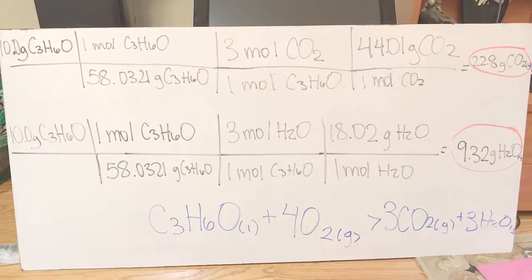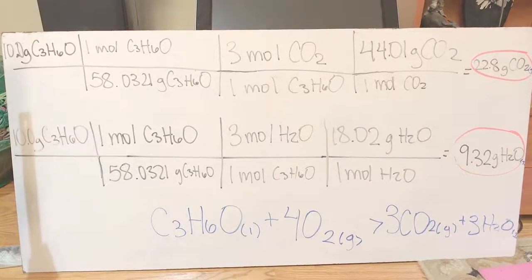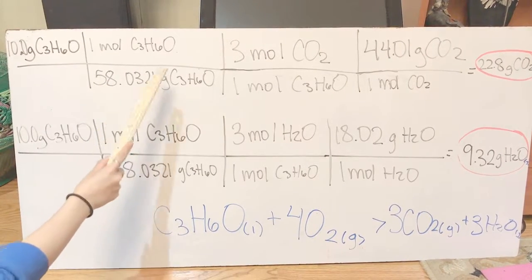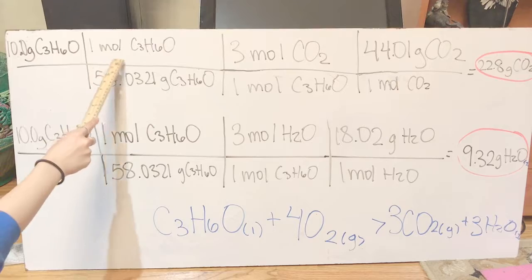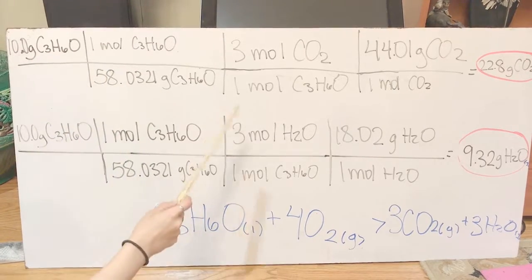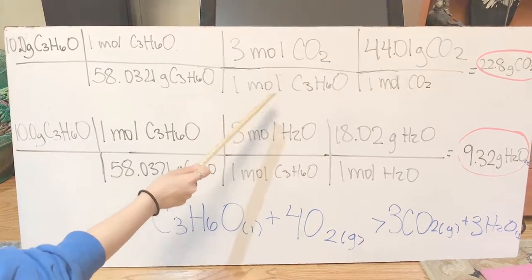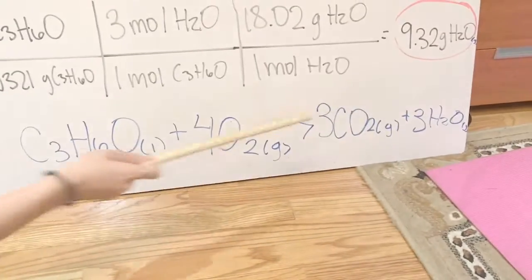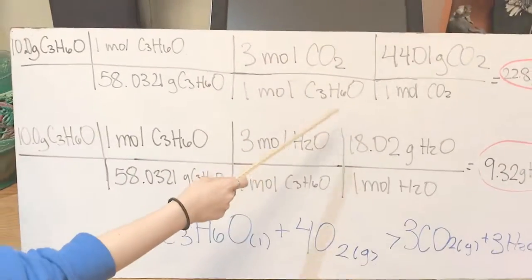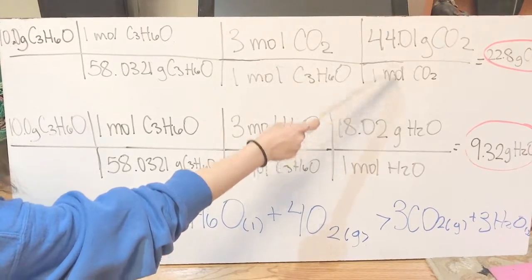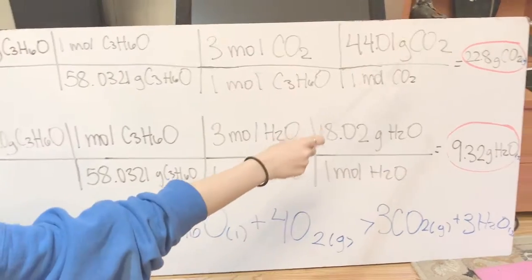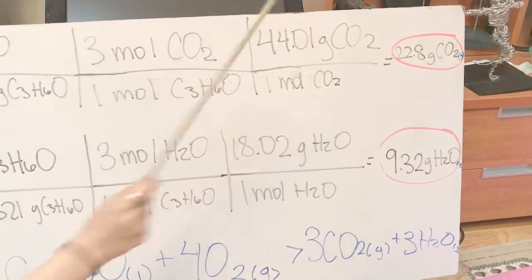So we start with 10 grams of acetone because that would be how much we'll burn. And I found the molar mass of acetone, which is 58.0321 grams to 1 mole of acetone. And then we looked at the mole ratio. So 1 mole of acetone will produce 3 moles of CO2, because the equation is 1 mole to 3. And then we have to cancel out the moles, so 1 mole of CO2 will have 44.01 grams of CO2. You cancel everything out, solve, and the answer will be 22.8 grams of CO2 gas.